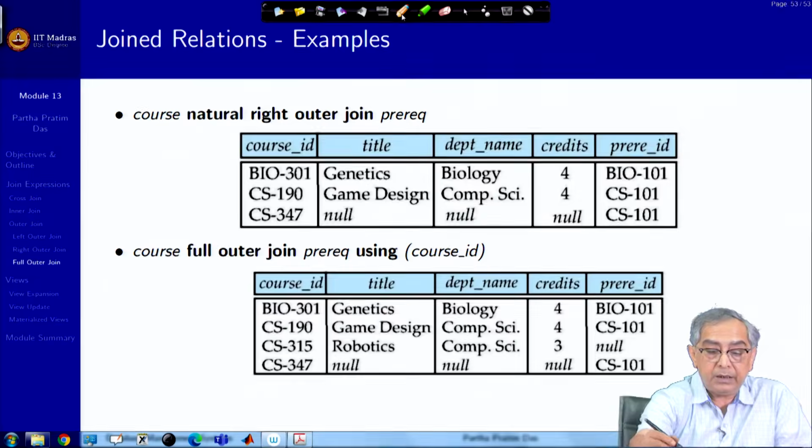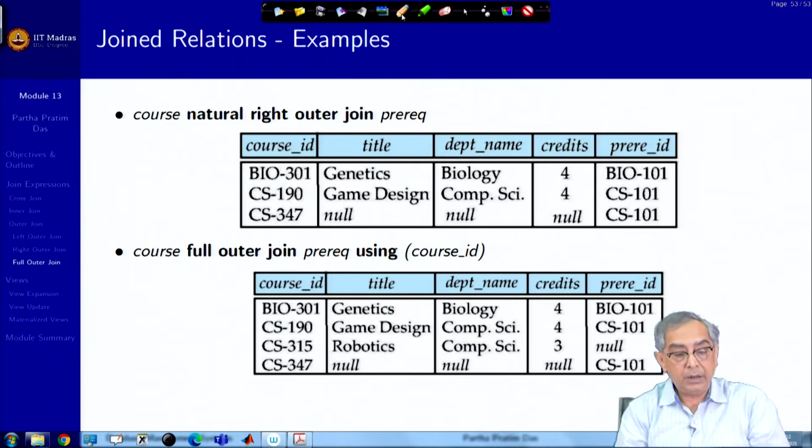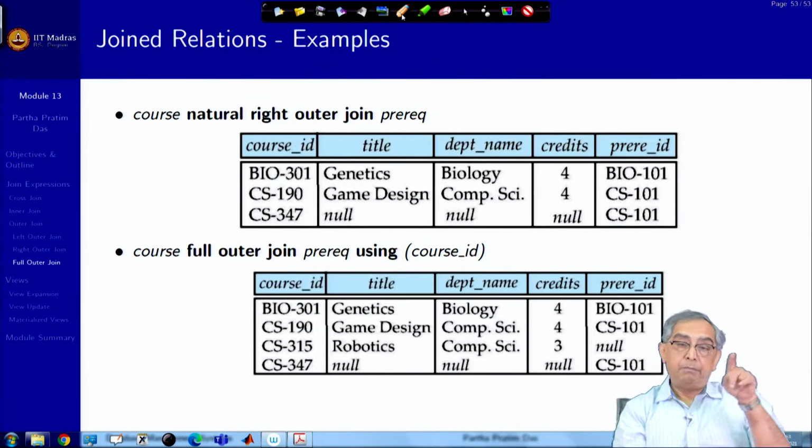This is another example, course natural right outer join prerequisite. Since natural is written, the second course ID column is not there. Then you are saying the full outer join prereq using course ID. This means that course ID, any attribute that you put here, must be there on both the relations, otherwise this will not make sense. So course ID is a common attribute.